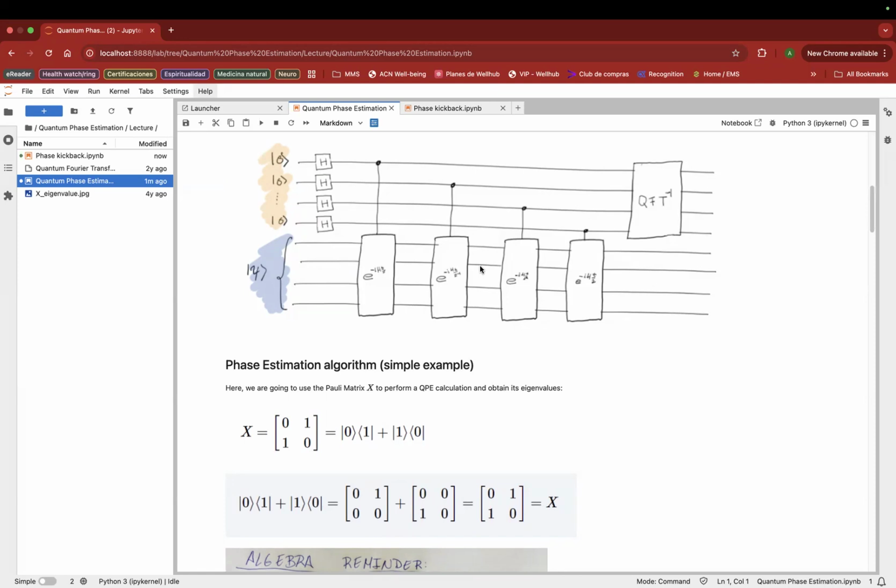The examples I'm going to show you are very simple. For business use cases, what you don't know is the eigenvalue, but you know the eigenstate because you build the Hamiltonian. What you want to know is the eigenvalue. That's why you apply this algorithm.